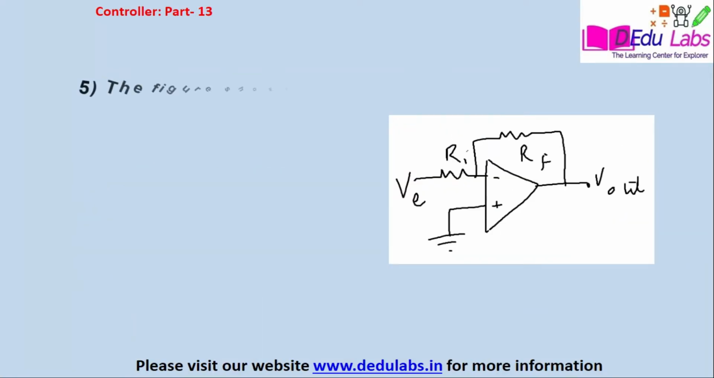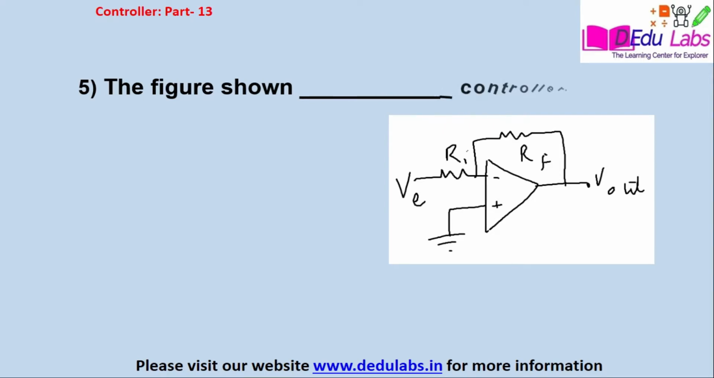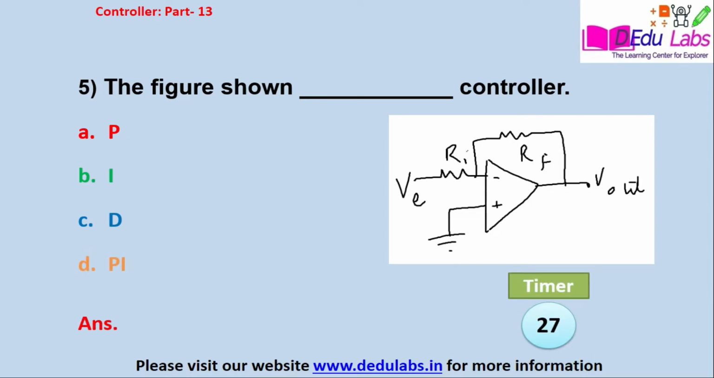Question number 5. The figure shown below represents which controller? Option A, proportional. Option B, integral. Option C, derivative. Option D, PI, that is a proportional and integral. The output is option number A, that is a proportional.